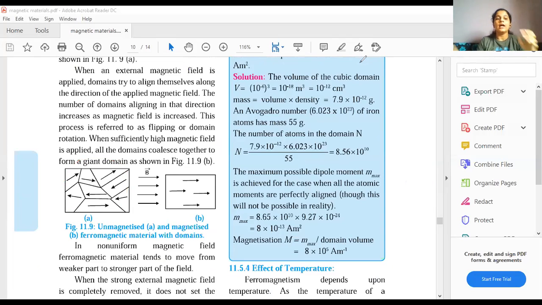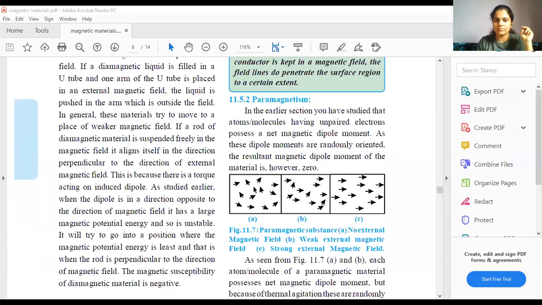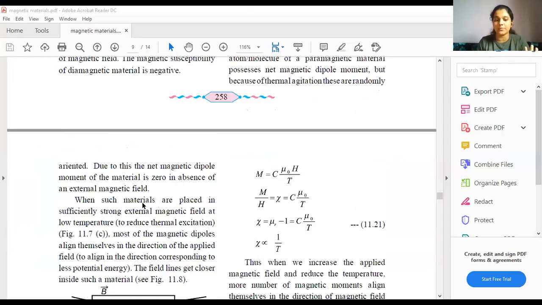What is the main difference between a paramagnetic material and a ferromagnetic material? Students, in a paramagnetic material, all the dipole moments are in random direction, like how they have shown in this diagram A. All the dipole moments are in random direction. So this is a paramagnetic material.